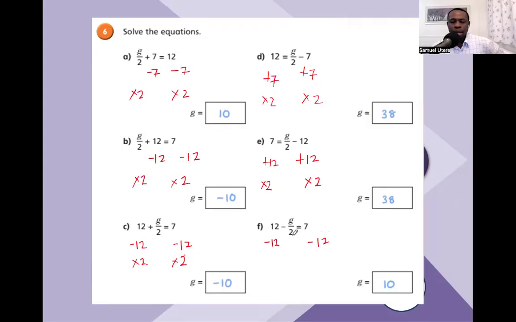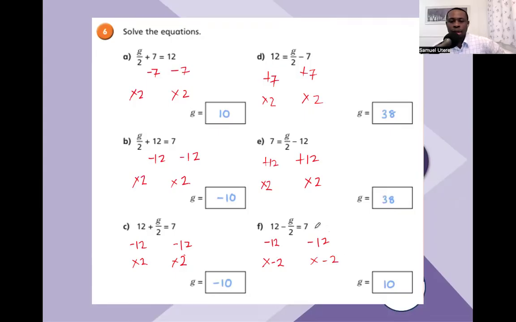And then in the end, take note, we have negative here, right? So we need to be careful. This is the same thing as multiplying by negative 2. So we want it to be positive. So we multiply by negative 2 and we multiply by negative 2.